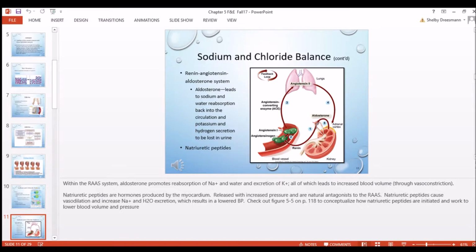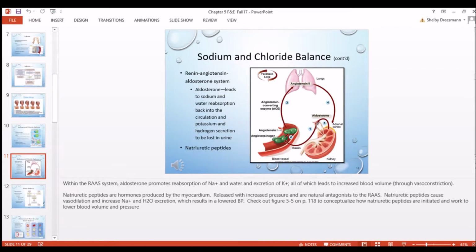Okay. Sodium and chloride balance. So again, we're talking about the renin, angiotensin, aldosterone. Aldosterone promotes reabsorption of sodium and excretion of potassium to increase blood volume. Natriuretic peptides, produced by the myocardium, are released when there's an increase in pressure, and so their job is to decrease pressure by causing vasodilation to further excrete the sodium and H2O, which in result can help lower the blood pressure. Does that make sense? This one's a really hard topic to explain. I know I tripped up a few times in there, but I tried my best.